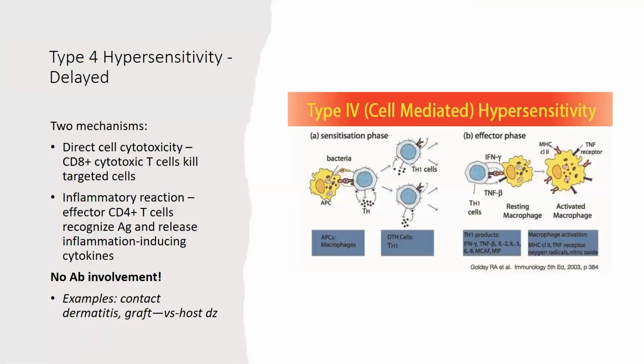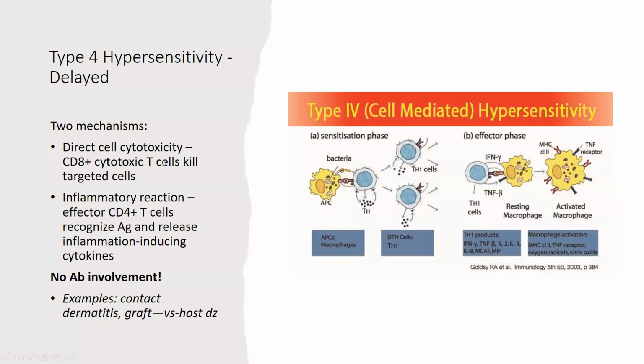Our last one is not antibody involved. No antibodies. That's how it's different. It's delayed. There's 2 mechanisms that it can occur: direct cell cytotoxicity or inflammatory reaction. In direct cell cytotoxicity, this is where your CD8 killer cells are killing off targeted cells. For whatever the reason is, they've been targeted, they're killed off. This is a direct cell death, right? Direct cell cytotoxicity. The inflammatory response is dealing with our CD4 T cells, recognizing antigen, releasing inflammation-inducing cytokines, causing inflammation or cell damage or destruction because of T helper cells, of cytokine cells.